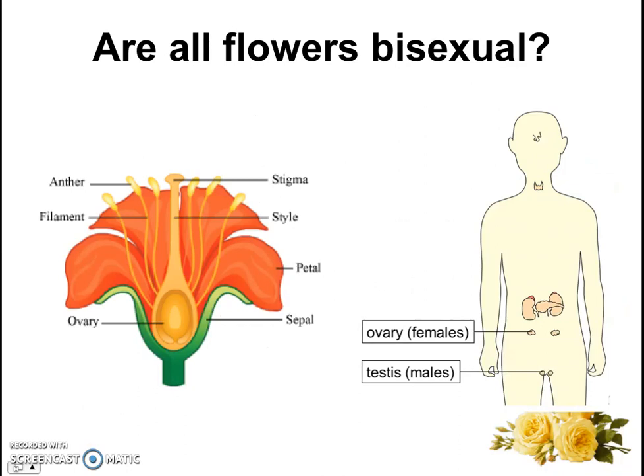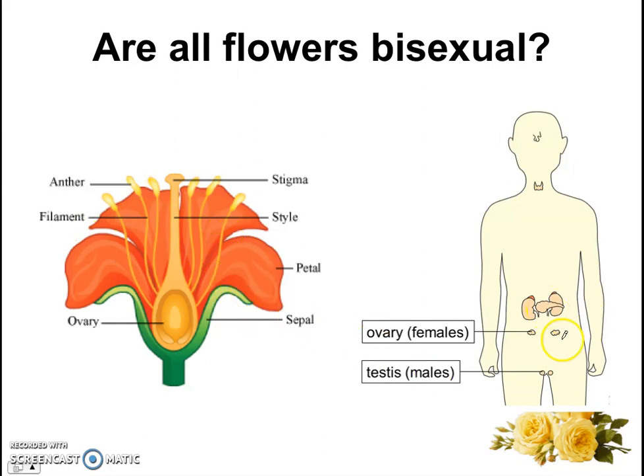Okay, I think I'm just going to stop at this point and pause before the next video, but let me leave you with a question. Now, if you take a look at the diagram that is in your textbook, you will see a flower that has both male parts, right, the stamen, and female parts, the carpels. So this is actually a bisexual flower, right? It has both male and female parts.